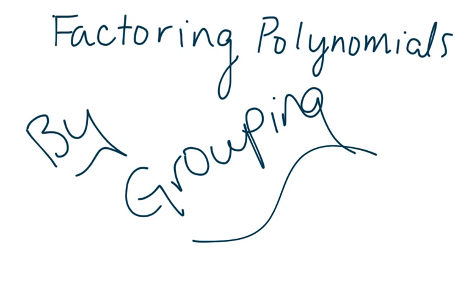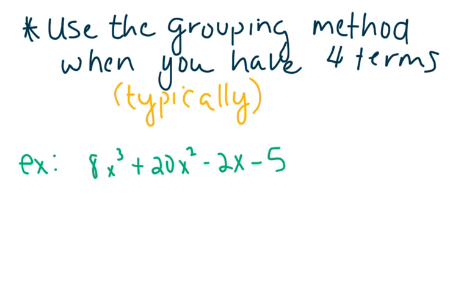We're going to show you a video on factoring polynomials by grouping. My Algebra 2 class, you saw this briefly, but let's practice some more. We want to use the grouping method when you have 4 terms, typically. Not saying you couldn't use it when you had more, but in this book, we will look at it when we have 4 terms.